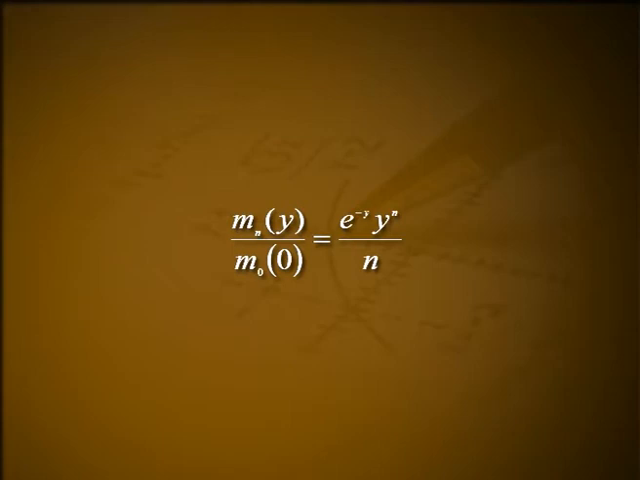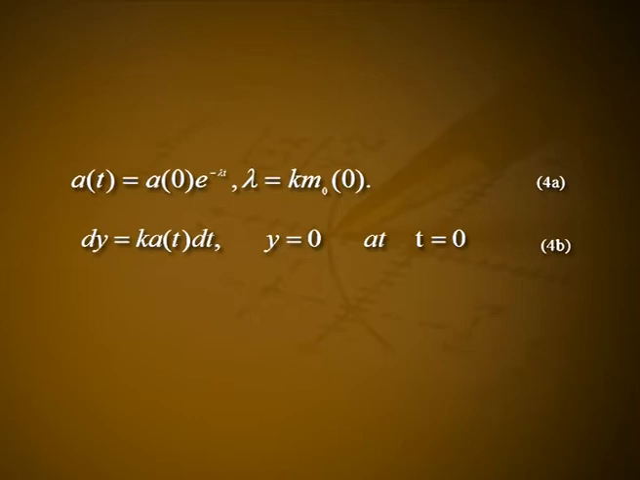These equations are easily solved inductively to obtain Mn(y) divided by M0(0) is equal to e to the power minus y times y to the power n divided by n factorial, a Poisson distribution with parameter y. Thus, the mean chain length is y and the variance of the length is also y.